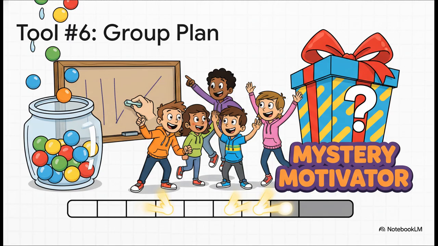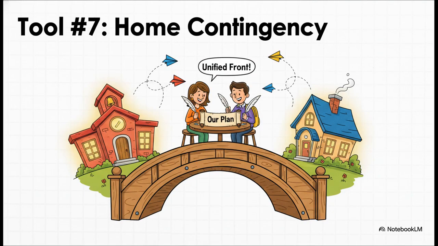You might have seen this with things like the marble jar. When it's full, the class gets a reward, or a mystery motivator. This is awesome because it creates positive peer pressure and this real sense of shared purpose. Next, we've got the home contingency plan. And this is all about partnership. It's where you, the parents or guardians, and the student all sit down together. You identify the target behaviors and agree on a set of consequences that will be enforced both at school and at home. It creates this powerful, unified front.